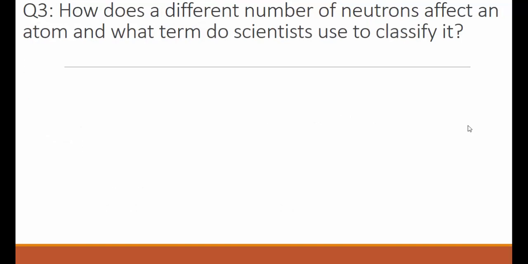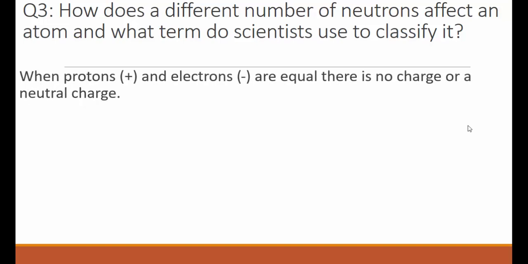All right, number 3, how does a different number of neutrons affect an atom, and what term do scientists use to classify it? So we're looking at a different number of neutrons, not a different number of protons, because if we change the protons, we're changing the element itself. So it's a different number of neutrons than protons, not a different number of protons than neutrons.